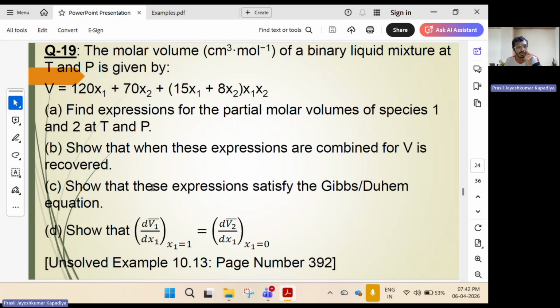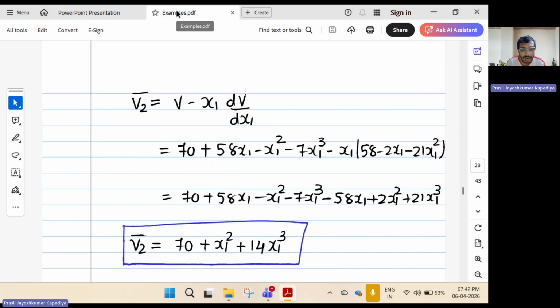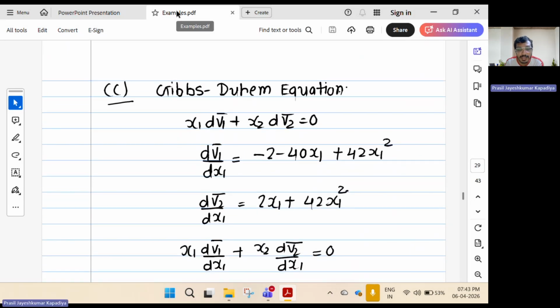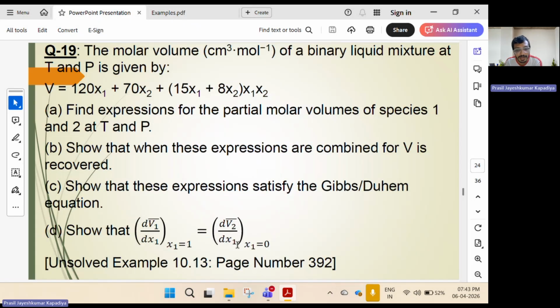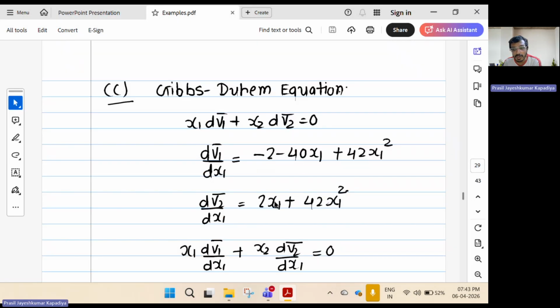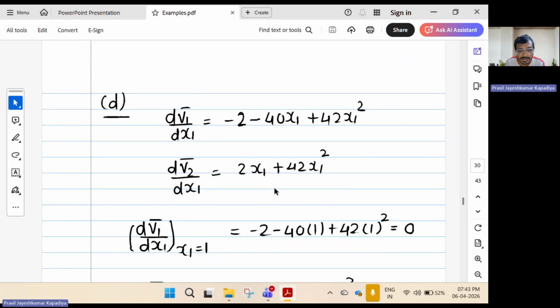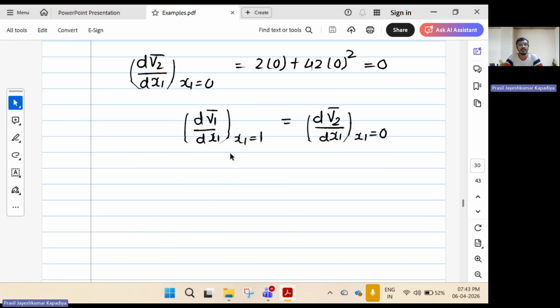Further, we have to show that dV1 bar/dx1 at x1 equal to 1 is equal to dV2 bar/dx1 at x1 equal to 0. So dV1 bar/dx1 at x1 equal to 1: if I put 1 here, it is 42 minus 40 minus 2, which is 0. That is equal to dV2 bar/dx1 at x1 equal to 0. So if I put x1 equal to 0 here, I am only left with 0. So this also satisfies this equation: dV1 bar/dx1 at x1 equal to 1 is equal to dV2 bar/dx1 at x1 equal to 0.